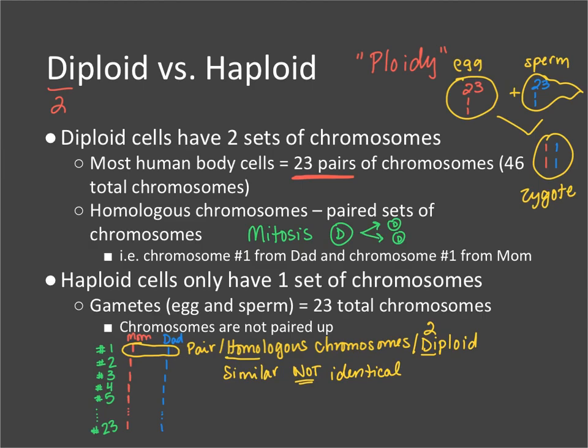Now in meiosis, you start out with a diploid cell and you ultimately end up with haploid daughter cells. Haploid means that there's only one set. So haploid means one set of chromosomes, which would be 23 total. Not 46 total, but 23 total chromosomes that would be found in the sex cells.